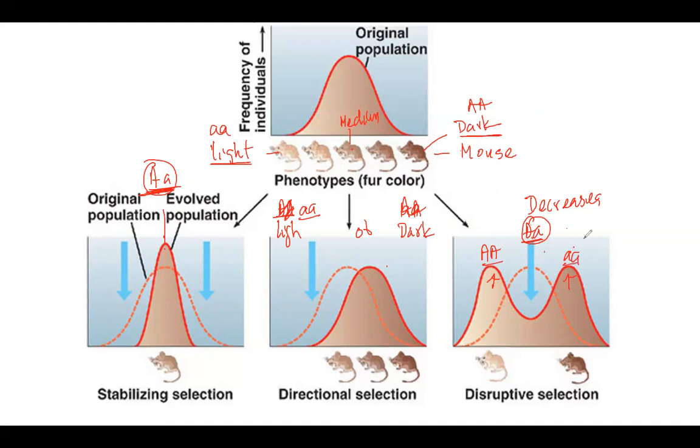So these are three possible outcomes of natural selection. One is stabilization, second is directional change, and the other one is disruption: stabilizing selection, directional selection and disruptive selection.